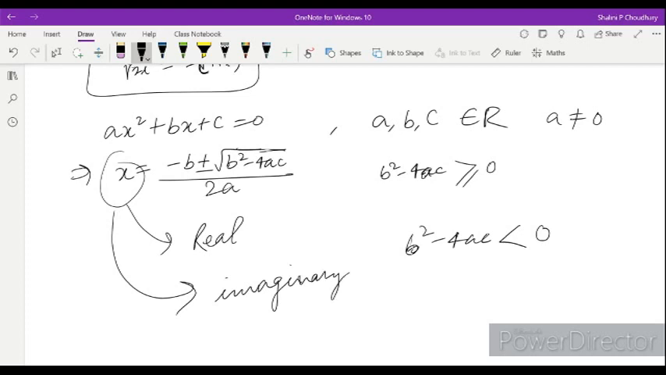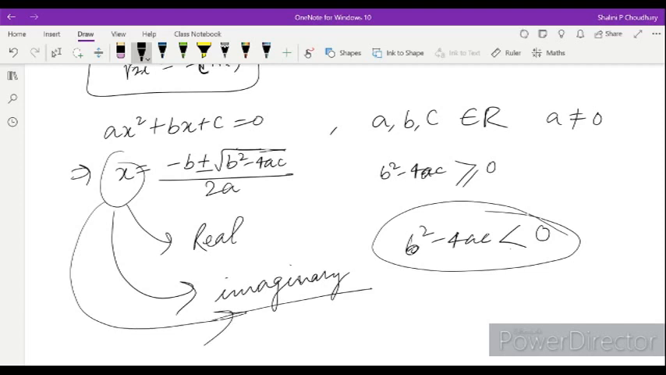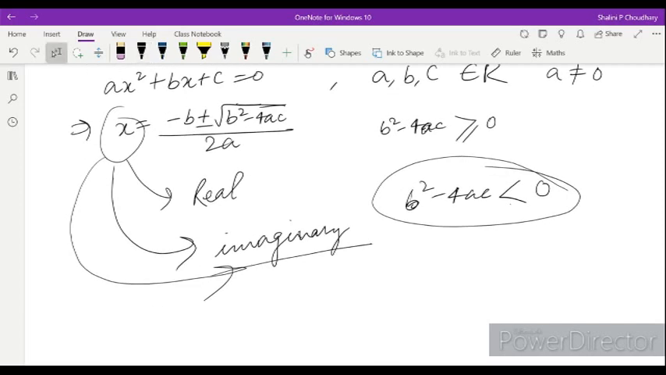Why? Because in this case, if b square minus 4ac is lesser than 0, the roots of x will be imaginary, complex numbers. Okay, why? Because when you are finding the square root of a negative number, if b square minus 4ac is lesser than 0, it means it is a negative number, तो minus value आएगा. So when we find the square root of minus 1, that is equal to i, that is, an imaginary complex number हमें मिलेगा.